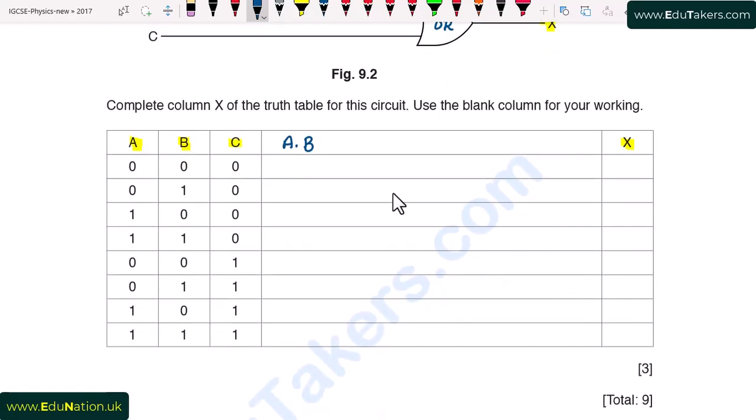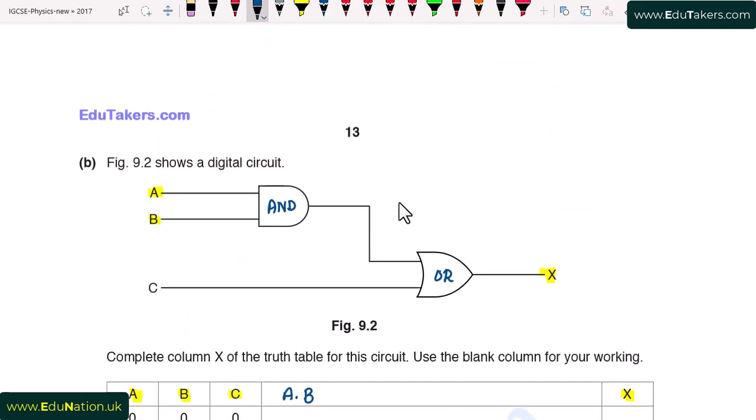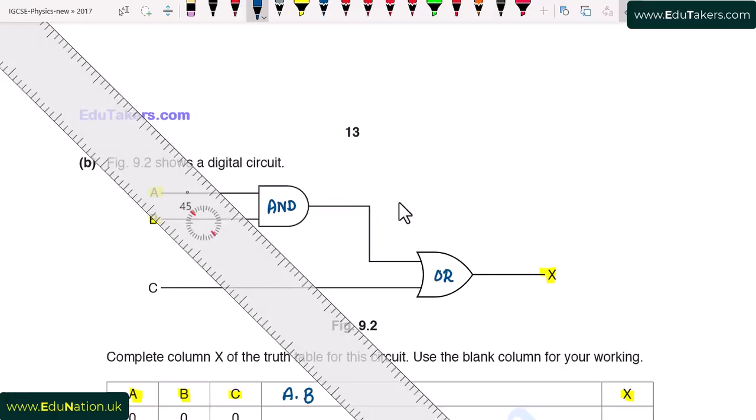So first of all, in AND gate, if both of the inputs are high, output will be high. I write here, if both of the inputs are high, the output will be high. So I draw here a truth table for AND gate.